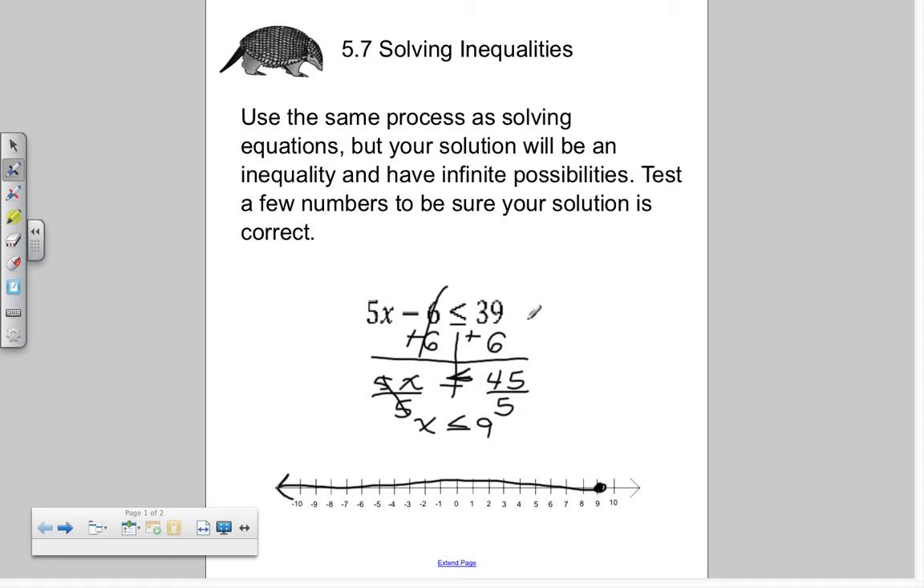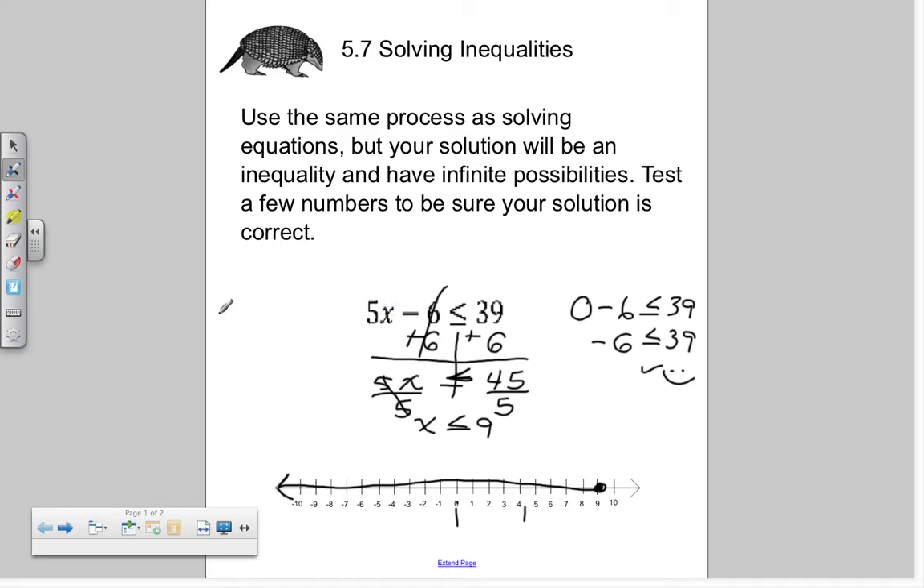But now let's test a few numbers to be sure that my solution is correct. And you can do this mentally. Anything that's along the shaded line should work in the inequality. So let's pick something easy. How about 0? So if I put a 0 in here, I would have 5 times 0, which is 0, minus 6 is less than or equal to 39. 0 minus 6 is negative 6. Is negative 6 less than or equal to 39? Yes, so it works.